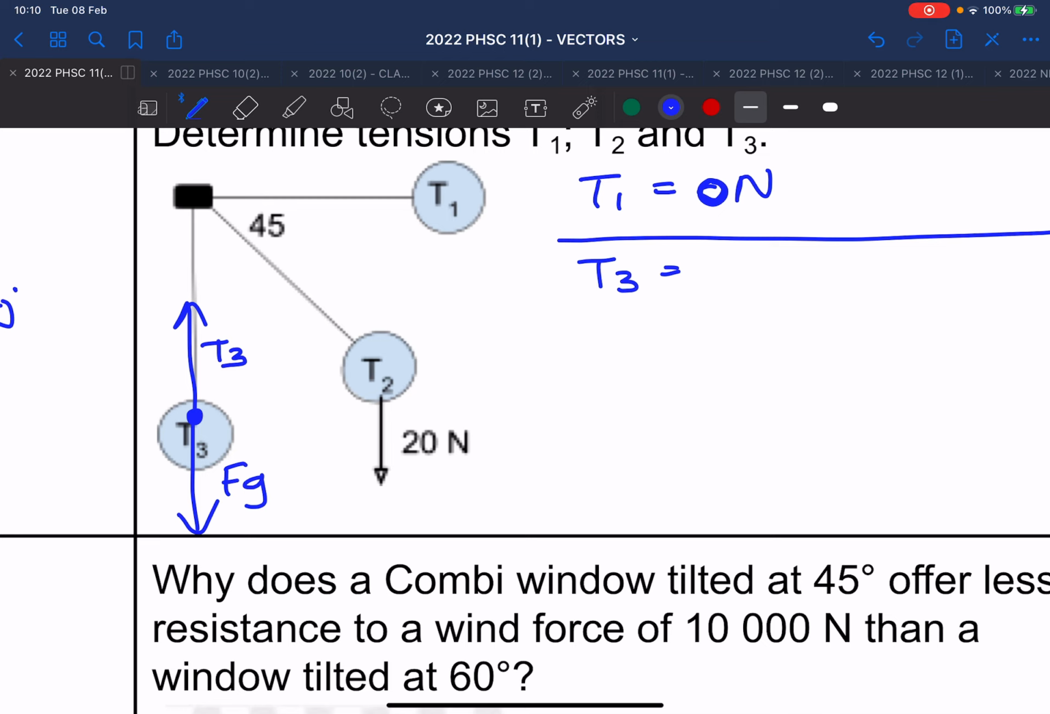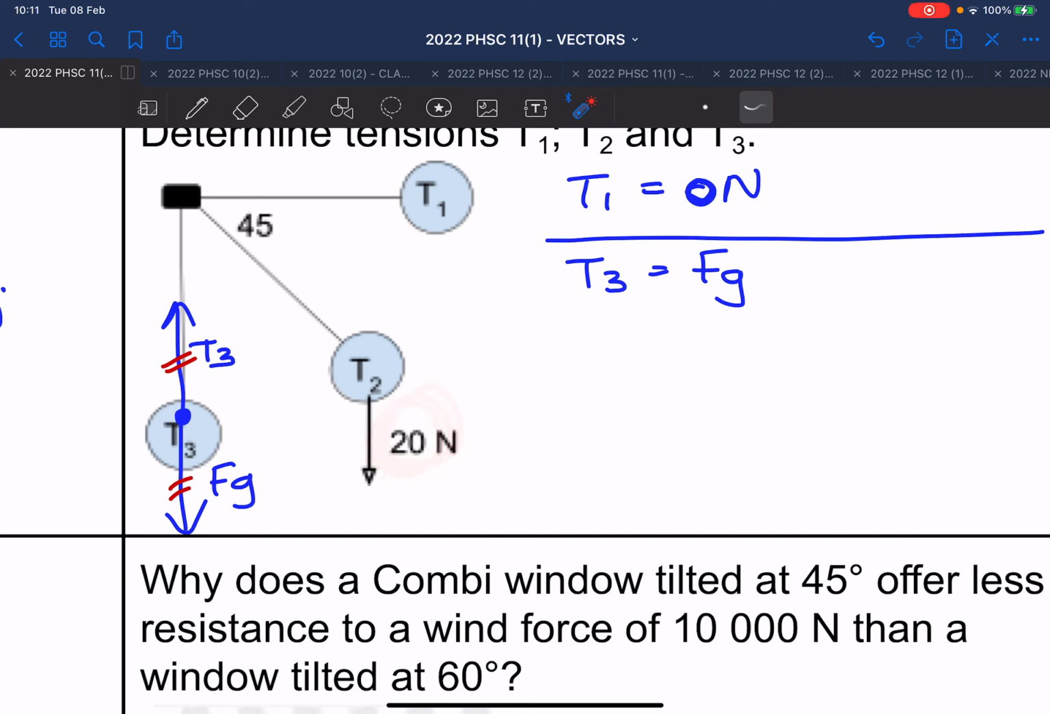Now, when we swing it like this, is the object, when it's down here, going up and down? No, it's swinging actually left and right. So because it's not going up and down, we can say in the vertical, it is stationary. In the horizontal, it's moving. But in the vertical, it's not going up and down. So it means that these two must be equal in size. So T3 must be equal to FG. And here I tell you that it is 20 newtons.